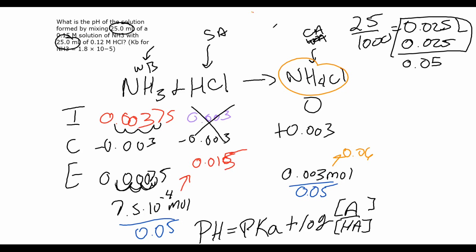Am I ready to plug it in now? Plug and chug or no? Nope. What's given to me? Kb. So I can proceed forward and solve for pOH using pKb plus the log. I just got to flip them around, right? Or I can just take Kb and turn it into Ka by taking one, oh, I'm sorry, I'm gonna change colors for you guys.